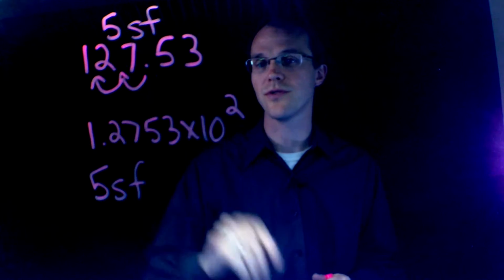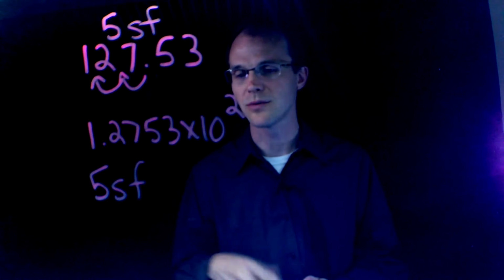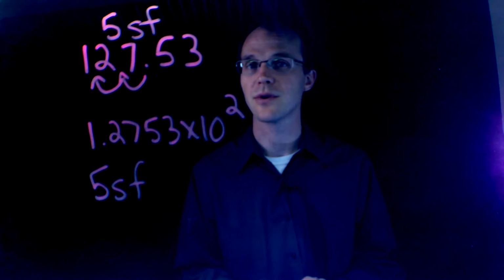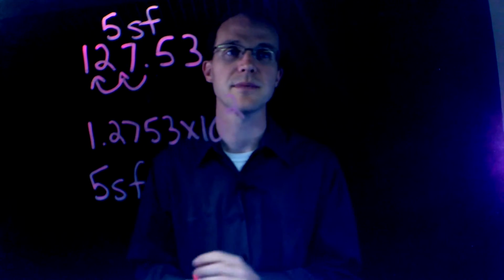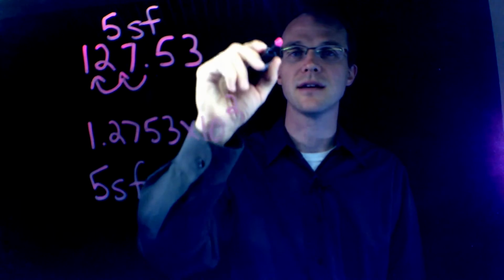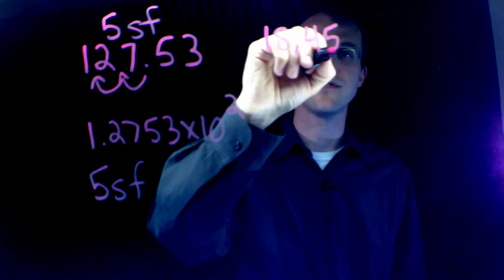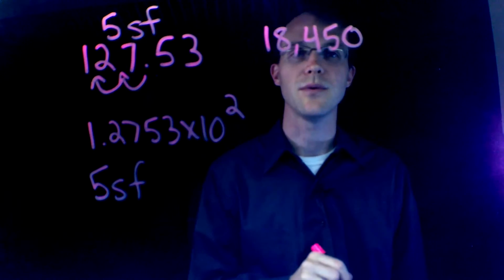Okay, so this is what we do for large numbers, and we'll go ahead and do a separate video on what we do for small numbers. But that's how we're going to convert it. Let's do 1 or 2 more examples just to see. If we had the number 18,450, then what would we do?